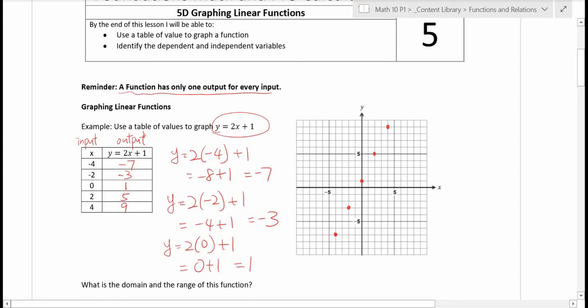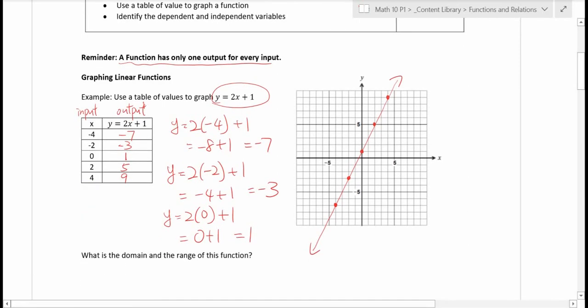So you can see it looks like a straight line. Now you just need to take a ruler. It's going to be a little more challenging for me to draw this on the screen, but I'll try my best. Something like that. Oh, that's not bad. Then you can draw the arrows. Make sure you include the arrows at the end because it shows that it keeps going to the right and keeps going to the left, also up and down. So that's the graph.